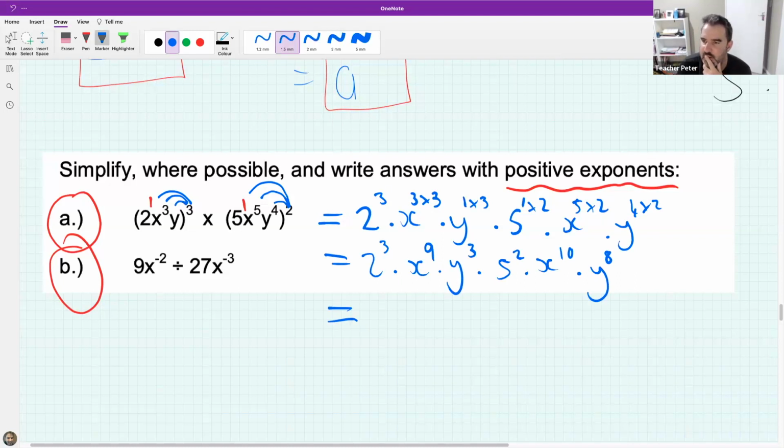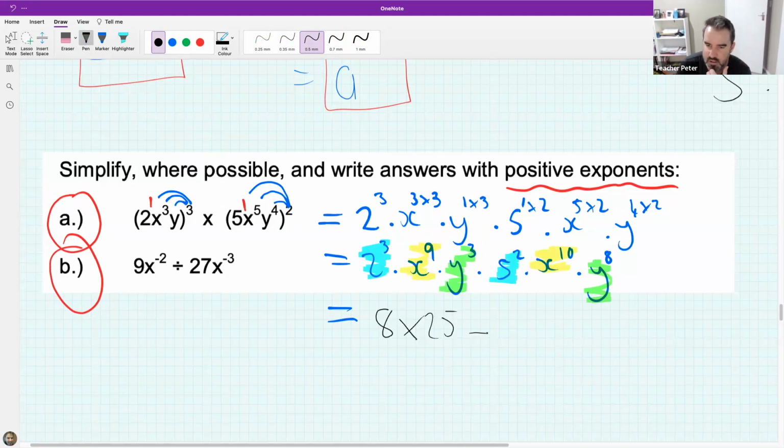What is my final answer going to be for A? I think what I'm looking for is things that have the same base. So if you have the same base, I can group you together, and then these are just numbers, so they can hang out in front. And so what I would then do, I guess this is 8. This is 25.